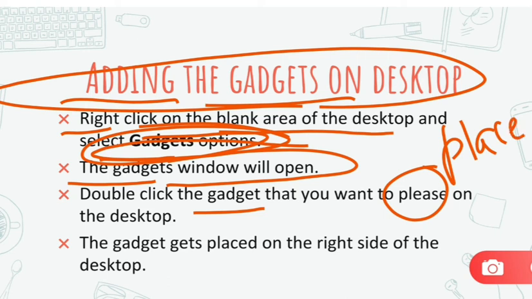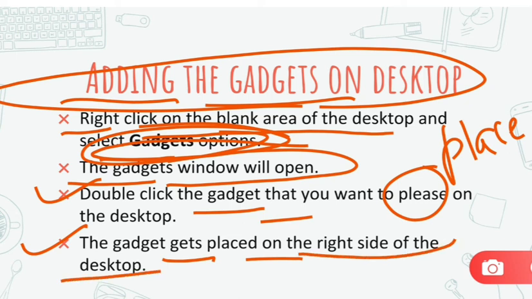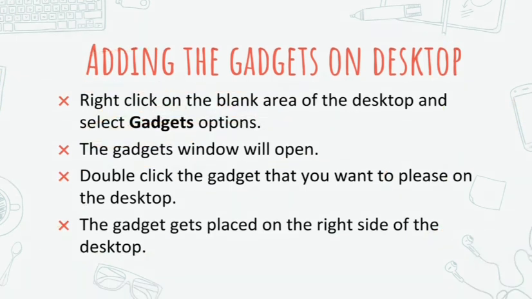You have to choose the gadget which you want to display or set on your desktop. After choosing the gadget, the selected gadget will be displayed or placed on the right side of the desktop. This is the way we can add a gadget on the desktop.